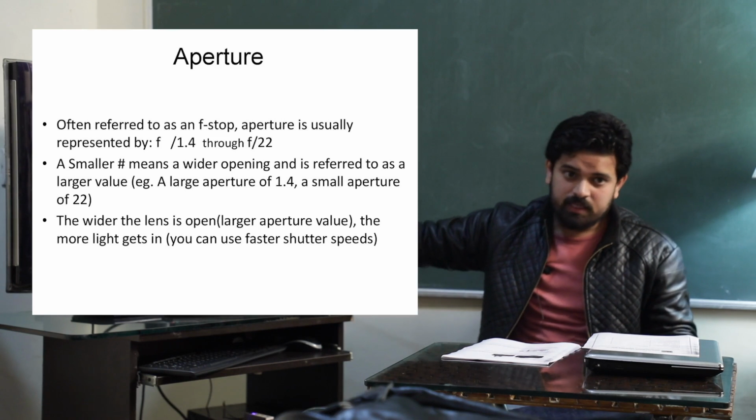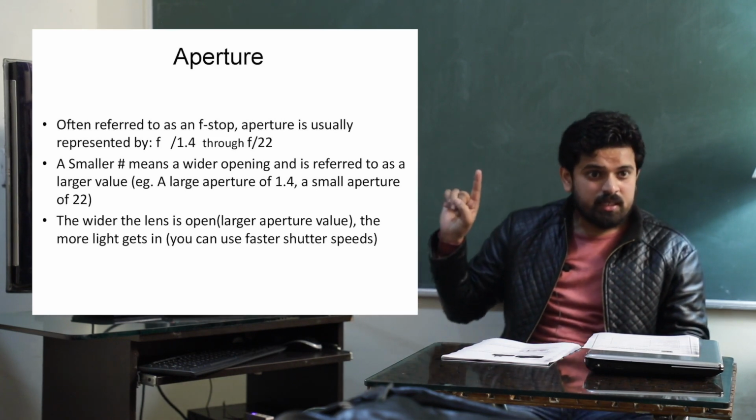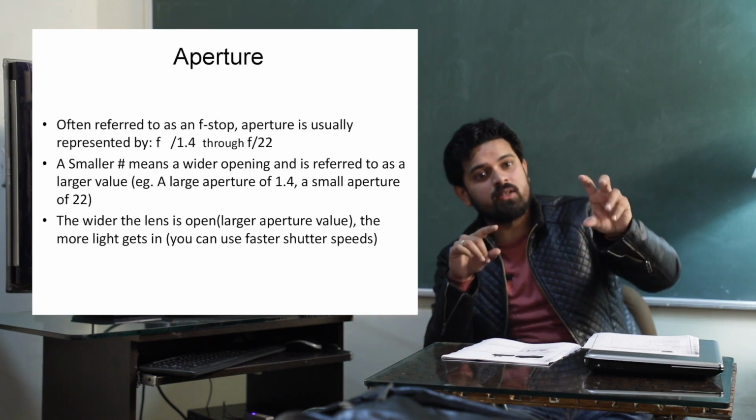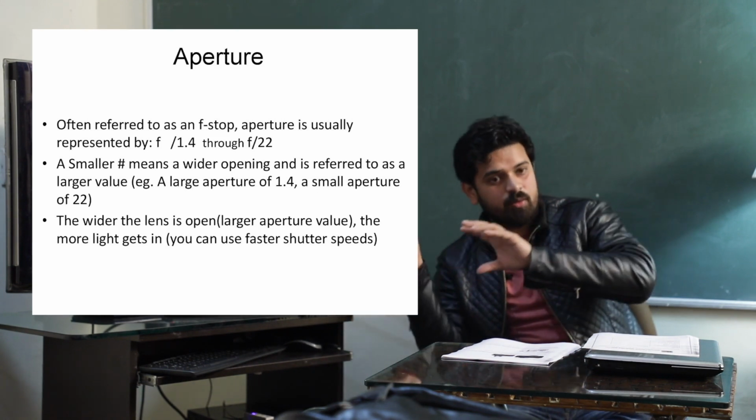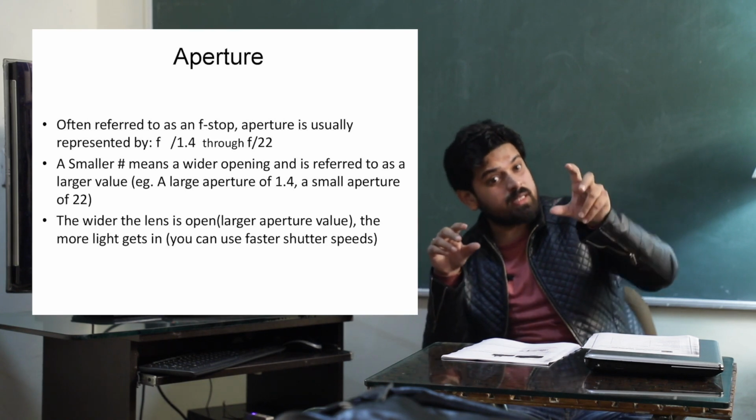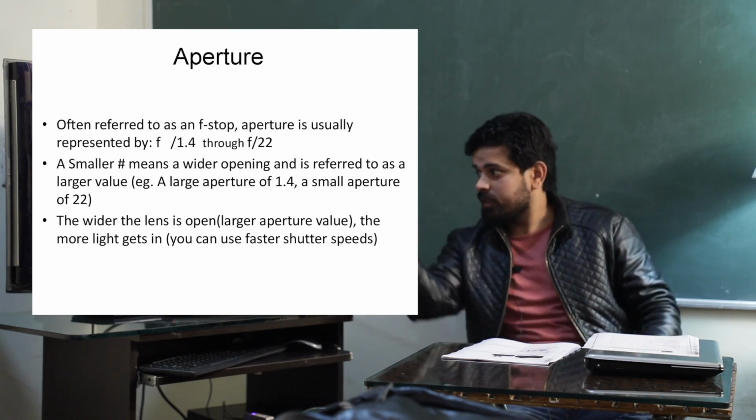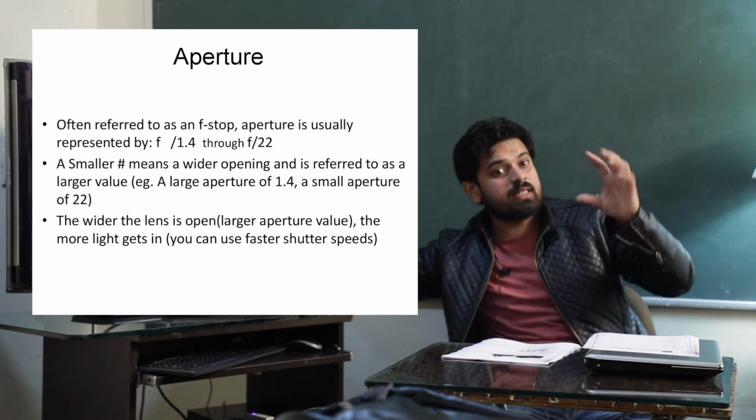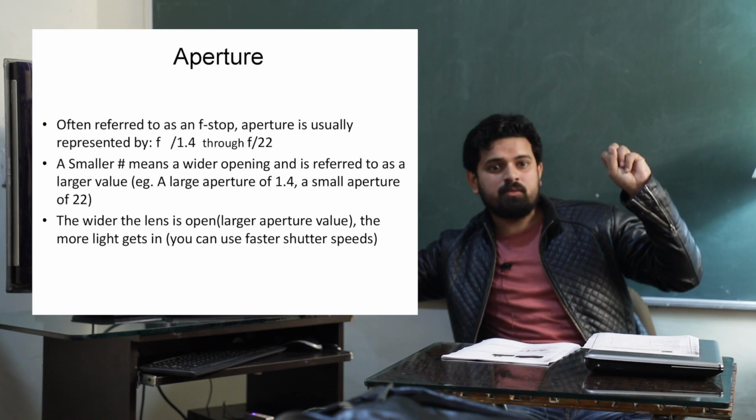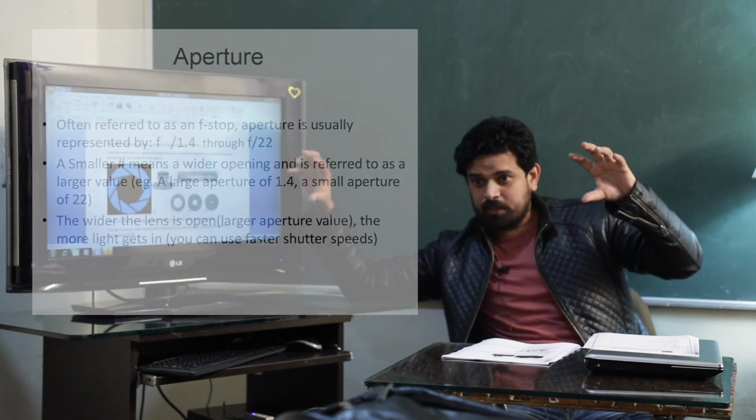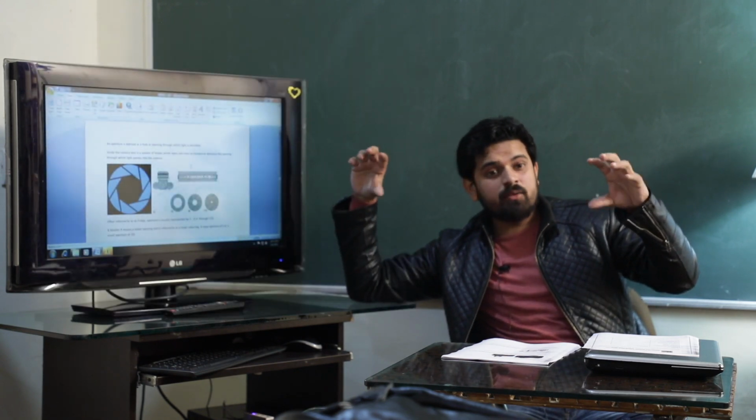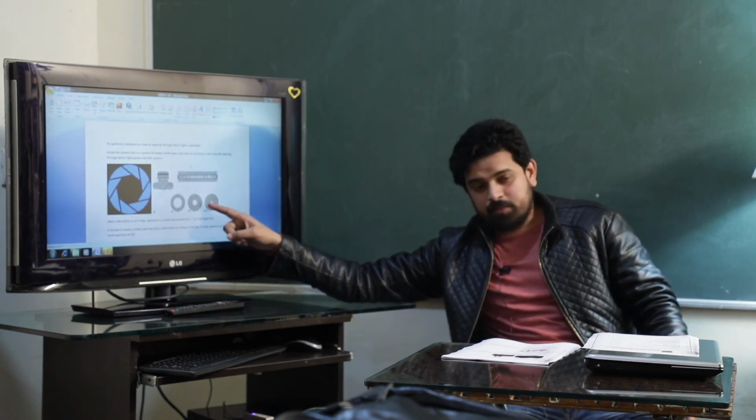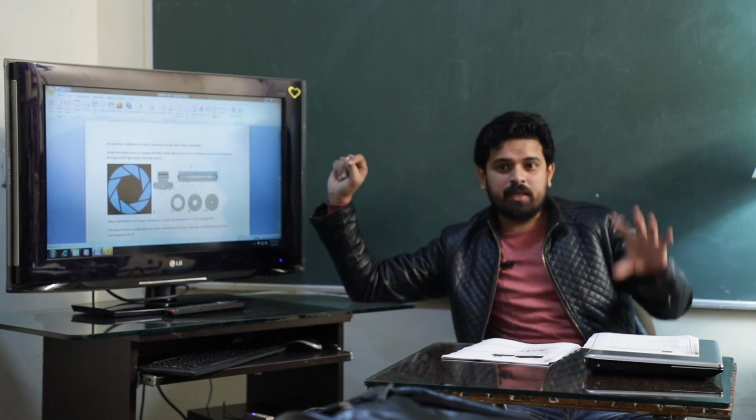This is only numbers. f1.4 is only a number, it's the f-stop. It does not give you the exact opening detail, what the size of that opening is. But through these numbers, you can calculate the exact opening. How can you calculate? It's very simple. Just divide your focal length by the f number.